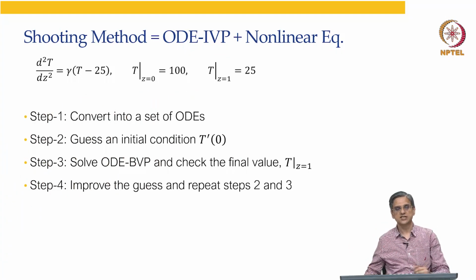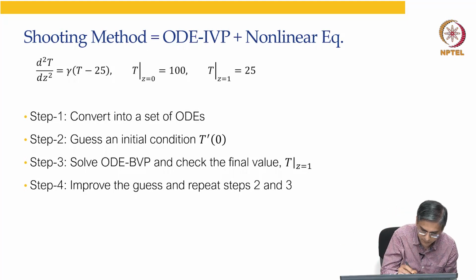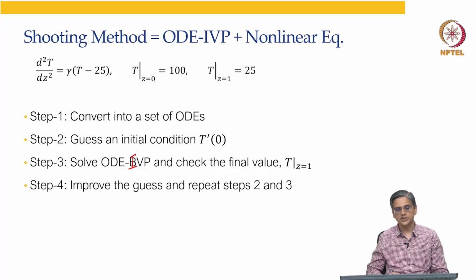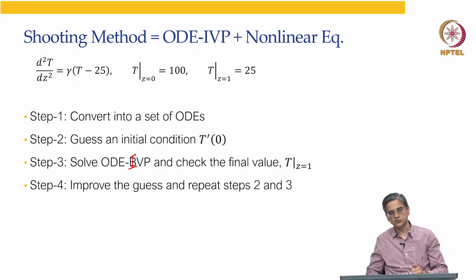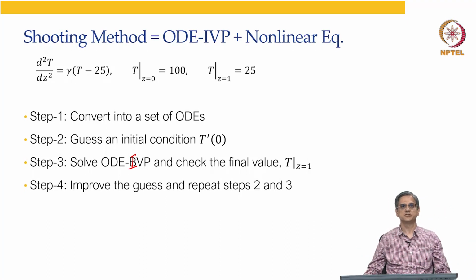To summarize what I have said, this is the overall summary. Step 1 was to convert to a set of ODEs. Step 2, guess an initial condition for y0. Step 3 was solve the ODE IVP, not BVP. Solve the ODE IVP with the guessed initial condition and check the final value of T at z equal to 1, and improve the guesses iteratively using either the bisection method or Newton-Raphson or any other nonlinear equation solving method. That is how we showed in week number 10 how the shooting method works.